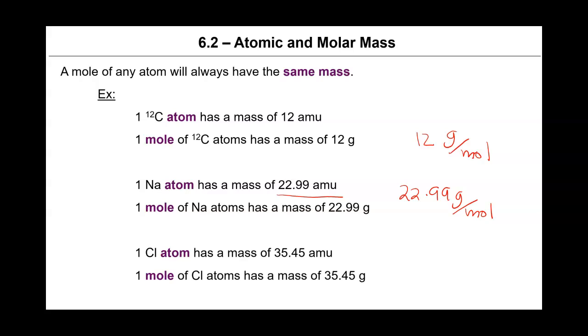A chlorine atom, according to the periodic table, has a mass of 35.45 AMU. Therefore, I know that a whole mole of chlorine atoms will have a mass of 35.45 grams, or I might say that the molar mass of chlorine is 35.45 grams per mole.